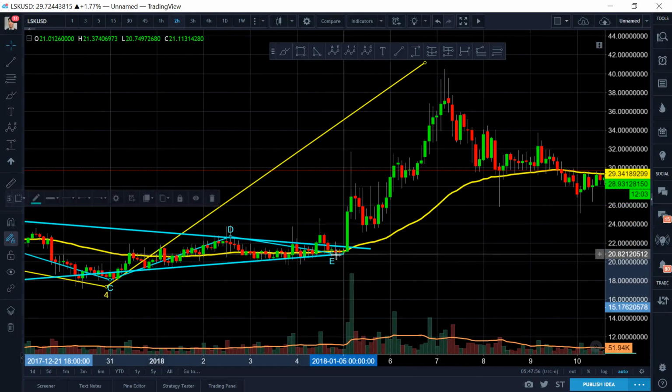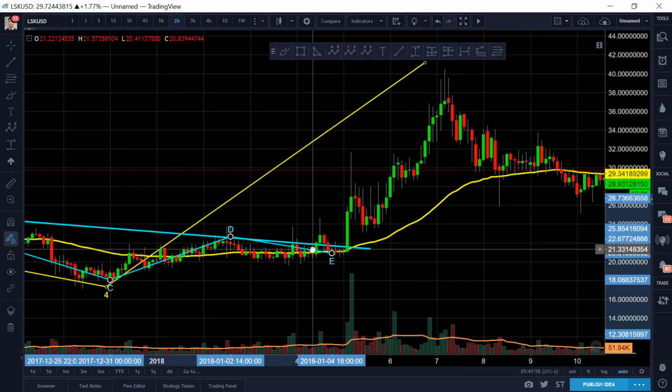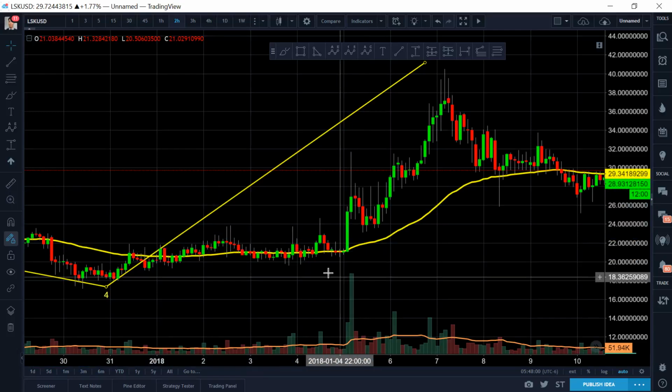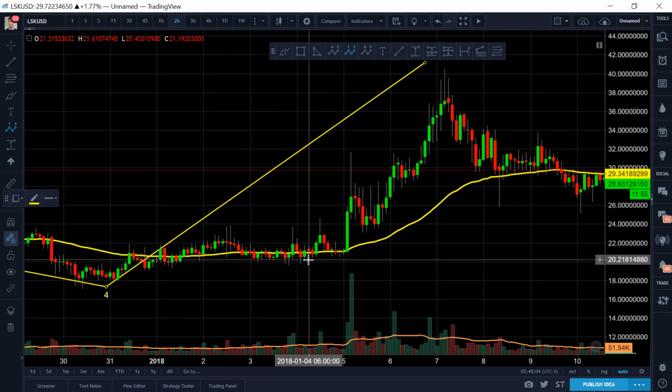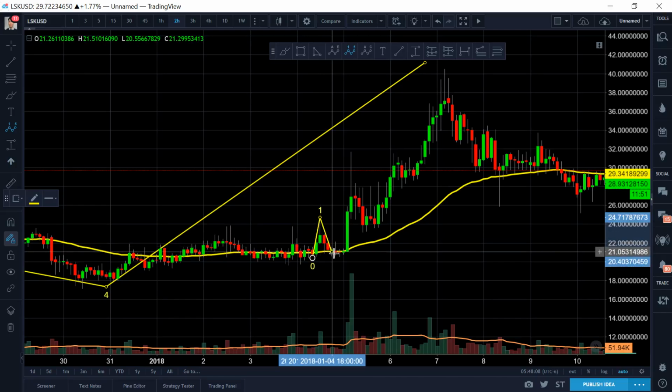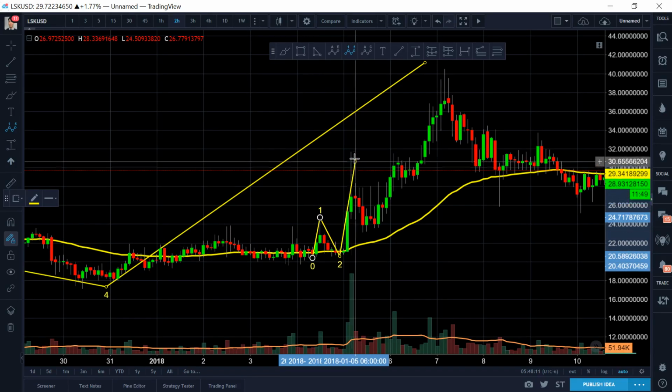Actually, nah, it doesn't make sense. I forgot that I thought of this earlier as well. That it makes sense to call this one here pretty much where wave 1 is, and it doesn't get a lower low. This is wave 3 here.